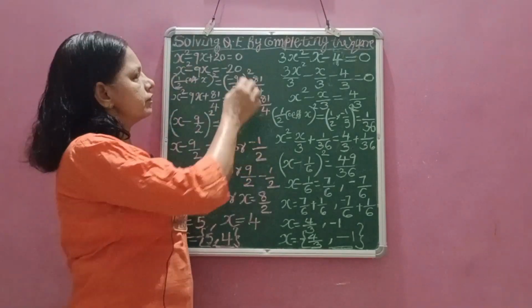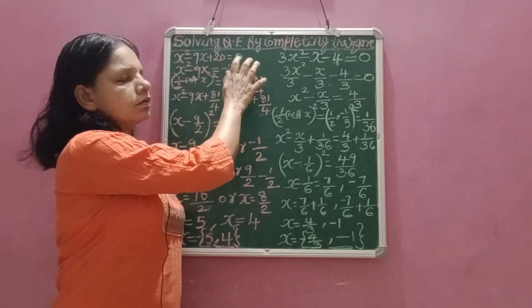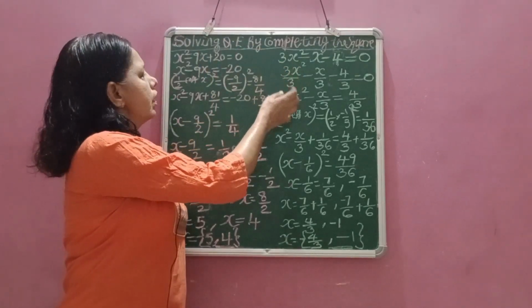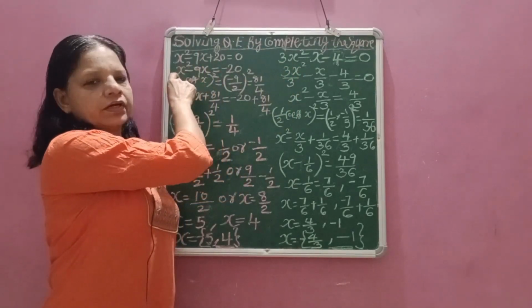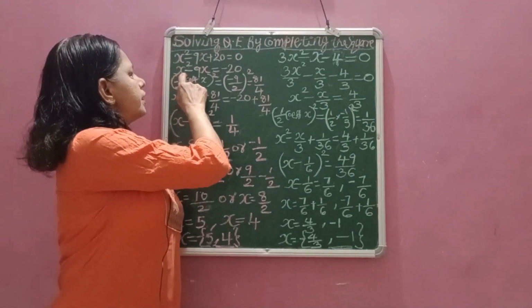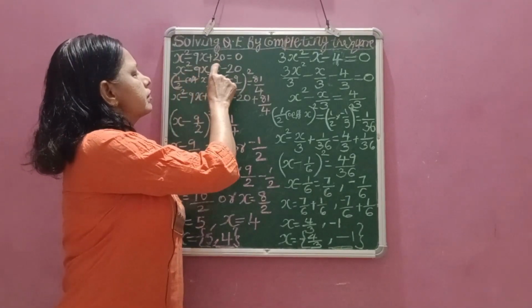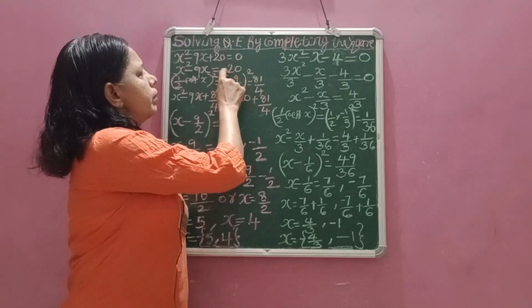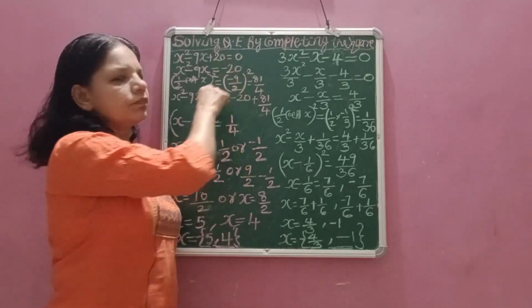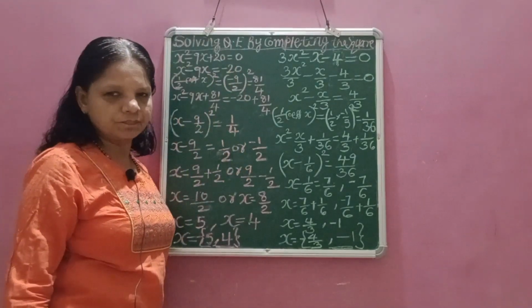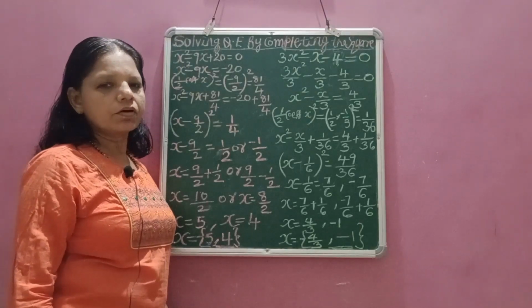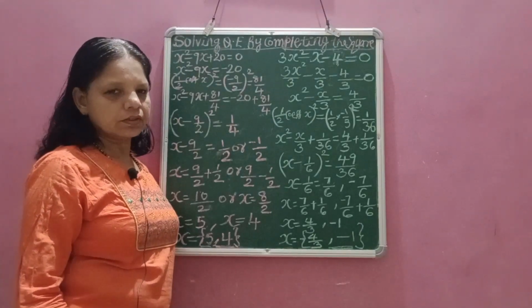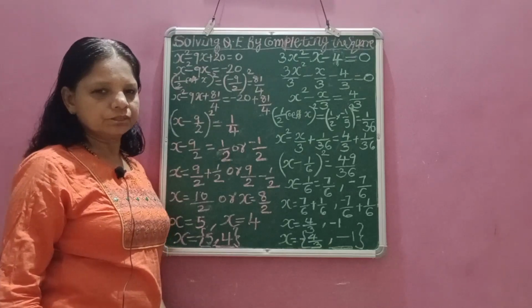The next step is to move the constant term to the RHS. So the equation is rewritten as x square minus 9x equal to minus 20. Plus 20 becomes minus 20. That is the next step: make the constant term go to the RHS. Now what do you have to do?